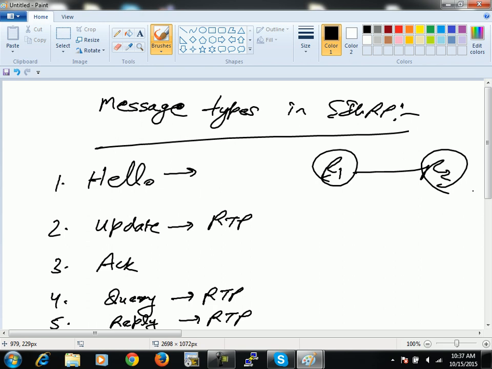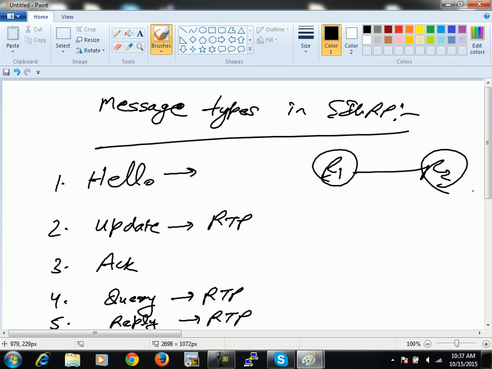Update. Update packets will be responsible for keeping prefix information. Update packets will always carry forward prefixes information, the prefix and their prefix length. And for update packets, it will always use RTP, right?